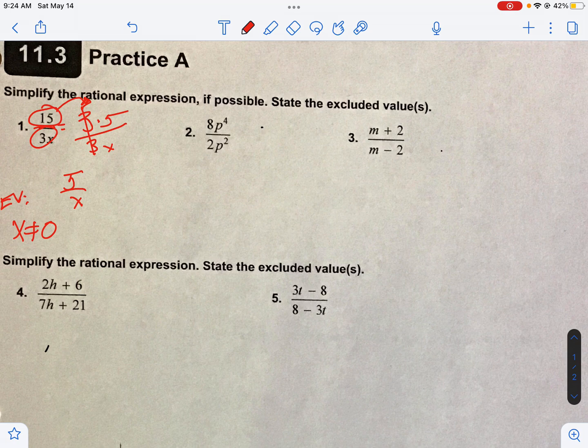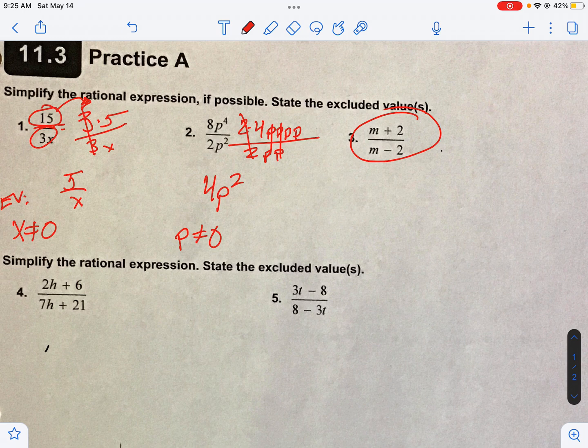Now when we look at number 2, we're really breaking 8 up so that it is 2 times 4, and we have 1, 2, 3, 4 p's. Then we have 2 times 1, 2 p's, so we are crossing. We're left with 4, and then we're left with 2 p's. Our excluded value would be that p cannot equal 0.